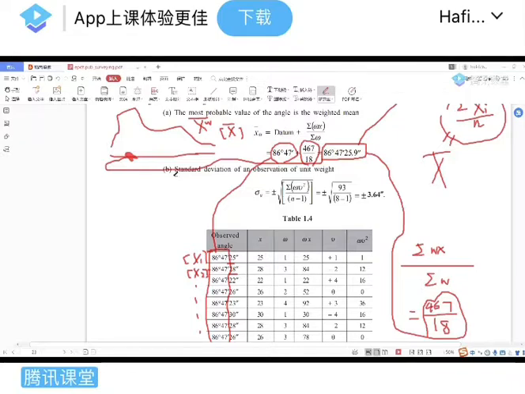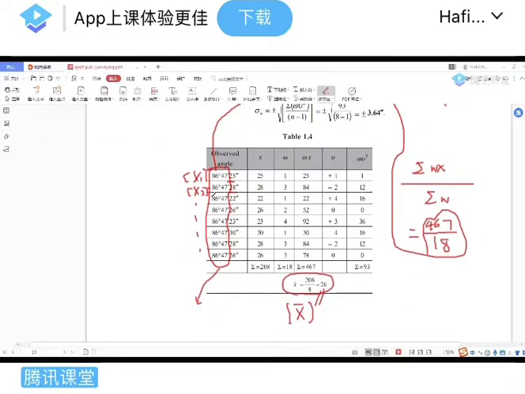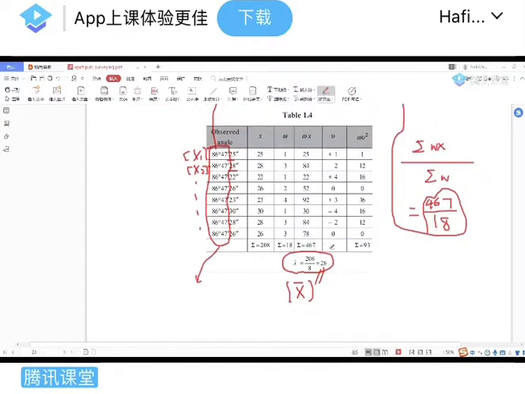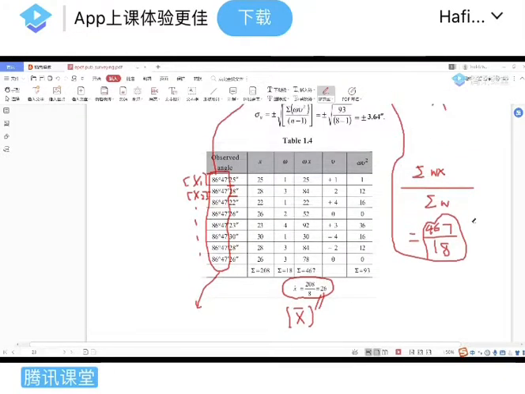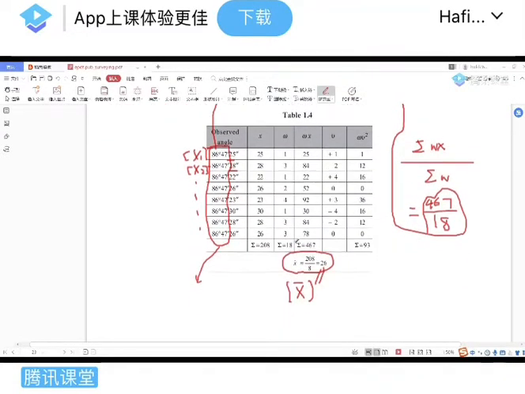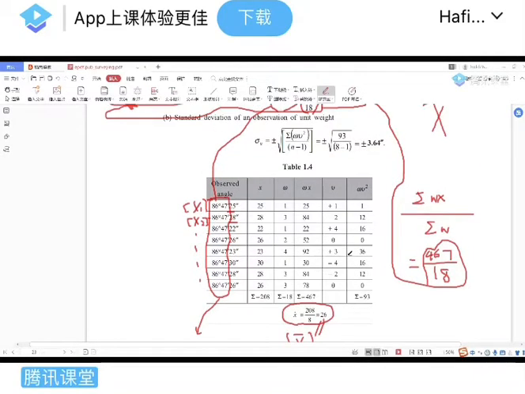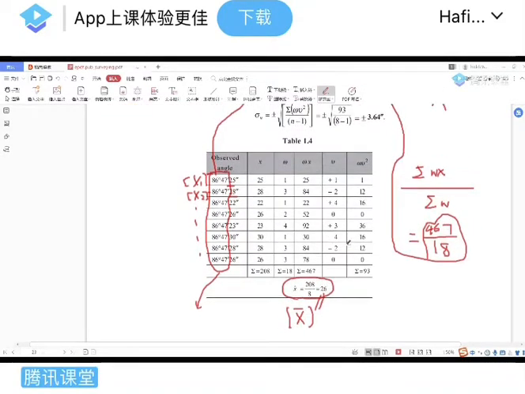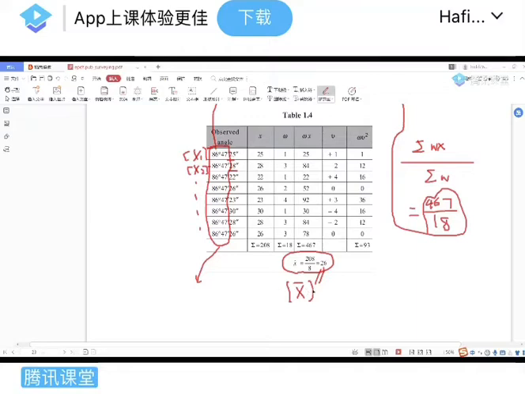So now we come to the standard deviation. Put this one aside. Now it comes to the estimation. Estimation is still based on this one. This is not the weighting mean, it's just the mean. In total you have 8, so this one is this one divided by 8. So this is the typical mean.